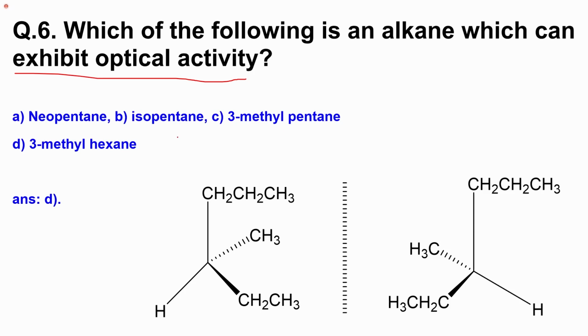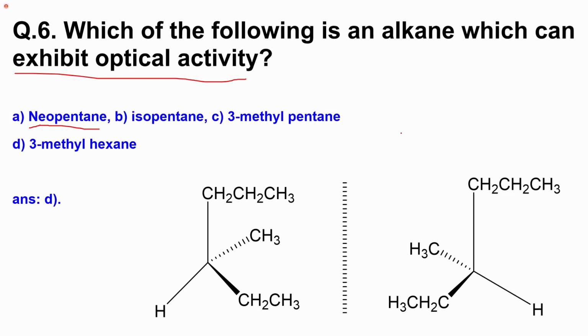One minute, so sorry. So the question is which of the following is an alkane which can show optical activity. If you see neopentane and isopentane, first we will draw the neopentane structure, and then the isopentane. First we'll draw the pentane structure, with carbons 1, 2, 3, 4, and 5. Okay, it's neopentane, and let's see how the neopentane structure looks.